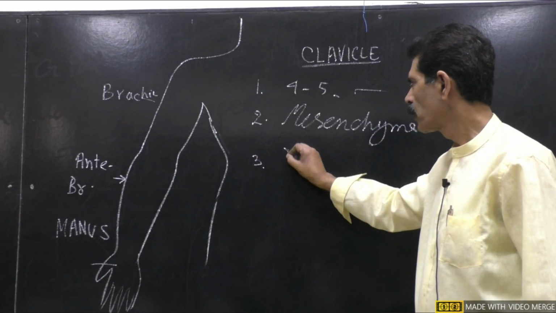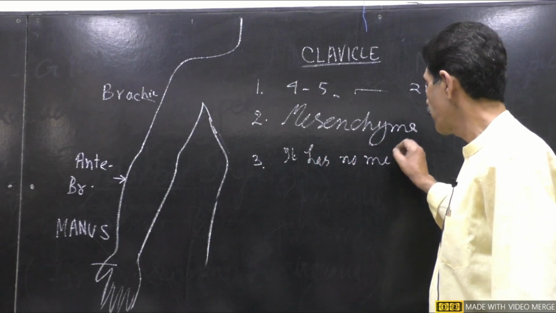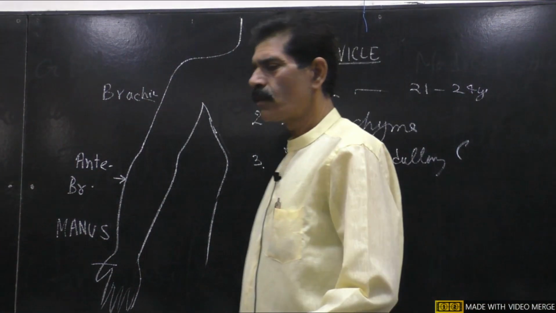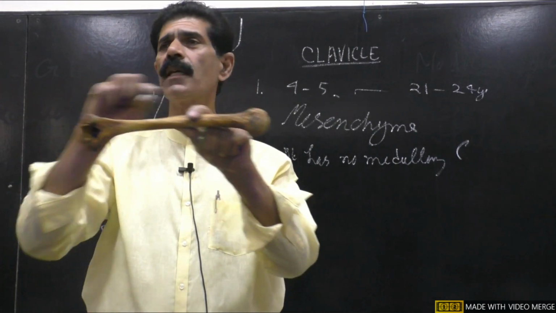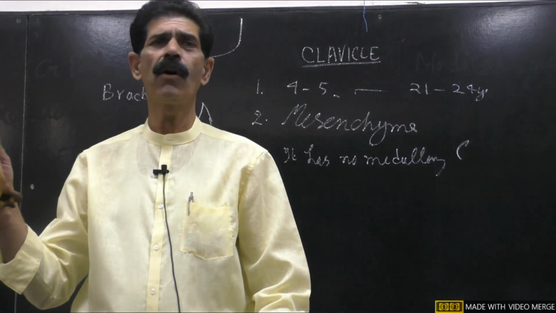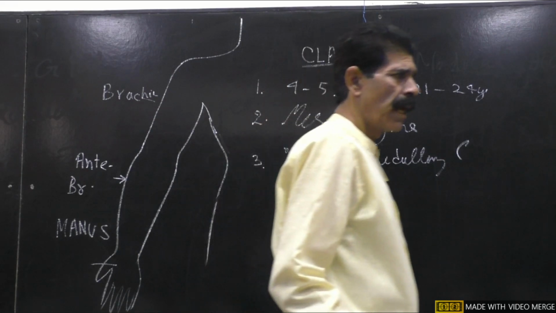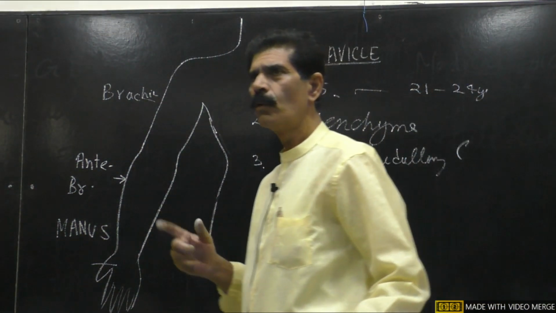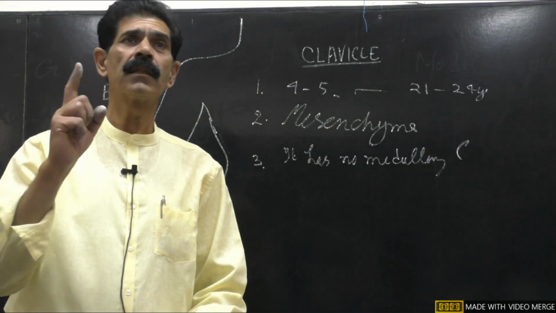Third, it has no medullary cavity. Otherwise, if you break any bone, it is hollow from inside, and there is a hollow space in any long bone. That is called the medullary canal, and this medullary canal is full of marrow. So it is a solid bone. No medullary cavity, no hollowness. That you have to remember, and you have to utter this on third.